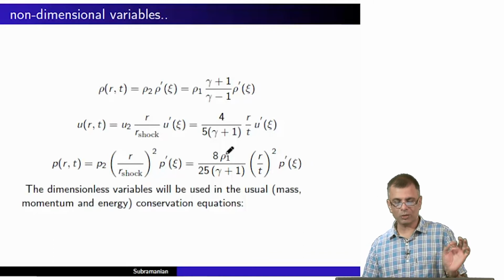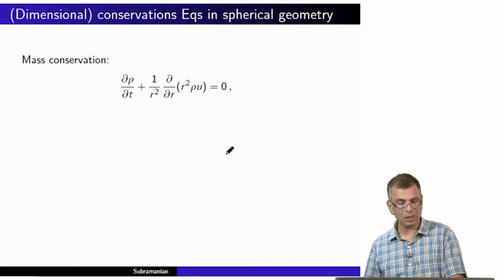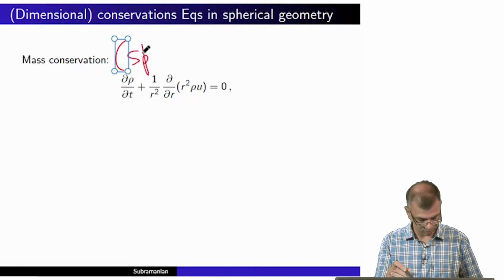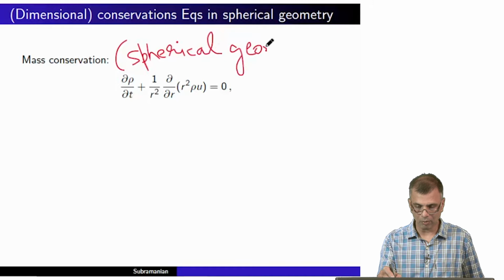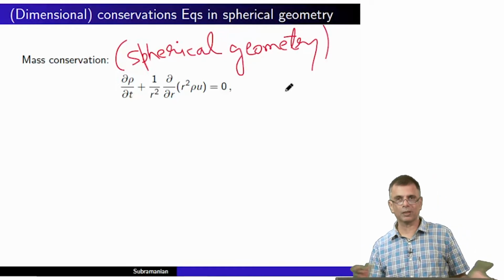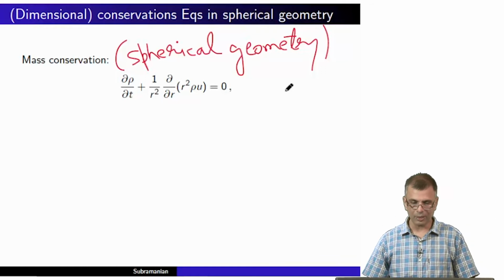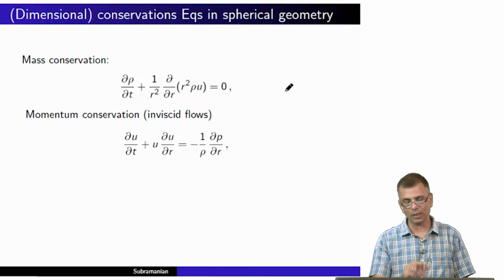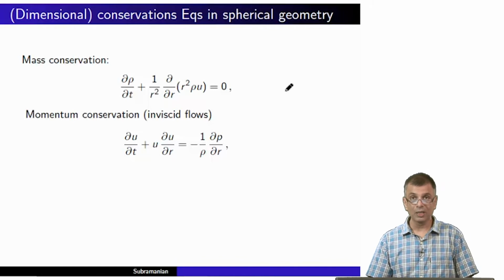So the dimensionless variables will be used in the usual conservation equations of mass, momentum, and energy, right? Mass conservation, the usual, in spherical geometry, of course. Because why? Because you know the geometry is spherical. The whole assumption is that the blast wave is expanding outwards, spherically. And momentum conservation, we neglect viscosity. Okay, for inviscid flows it is this. There is only one space variable, and that's R. And so there's a gradient of pressure. Gravity doesn't matter. Okay, gravity, body forces don't matter anymore.